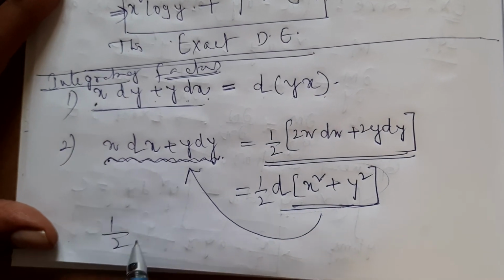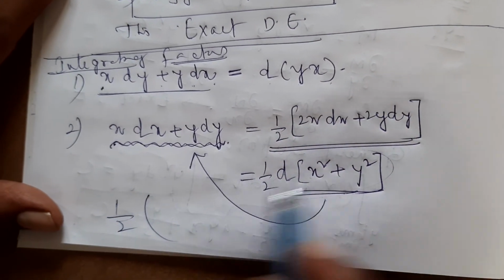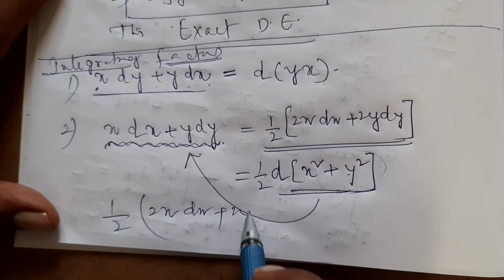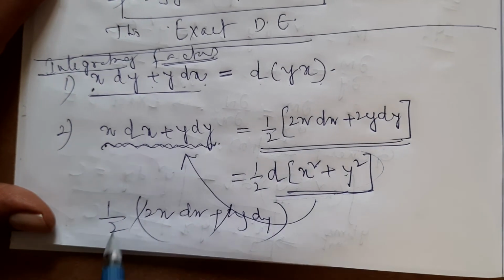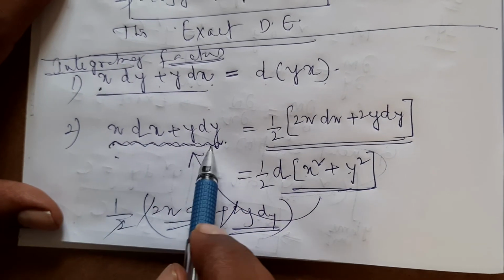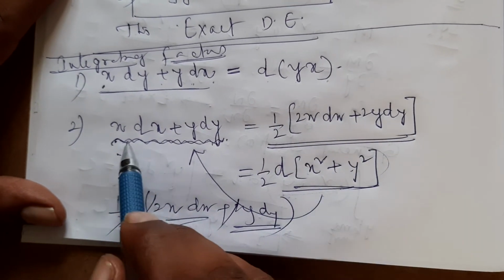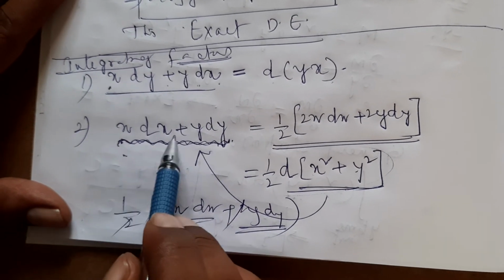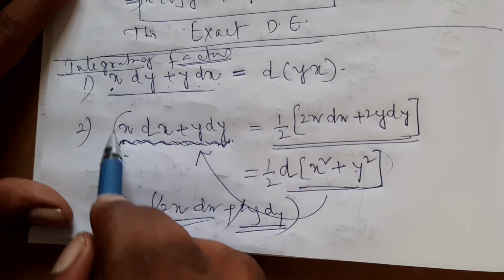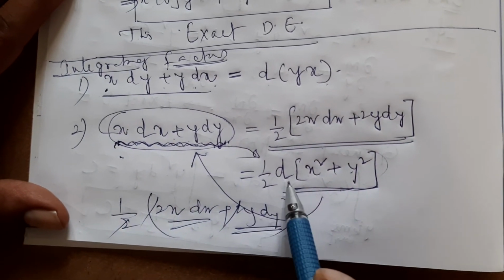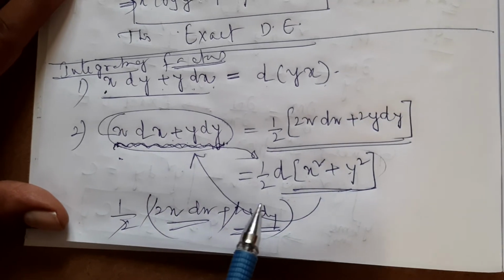Simplify: half into, what is the derivative of x square? 2x dx, plus the derivative of y square, 2y dy. The 2 cancels, giving x dx plus y dy. So these are nothing but integrating factors. Whenever you are solving differential equations and you observe x dx plus y dy, instead of this whole value you can directly write half into the derivative of x square plus y square. Next, a few more integrating factors.